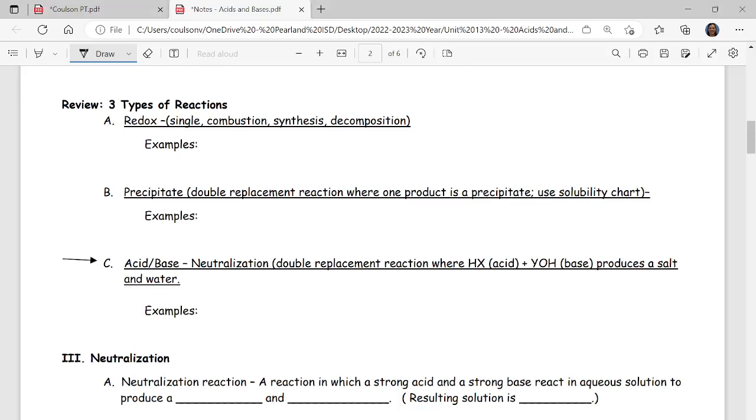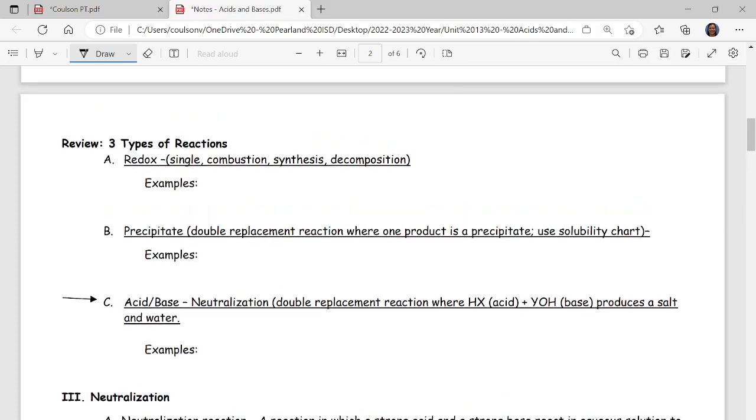All right, I've got a really brief, basic overview of types of reactions. Again, this will all help you with reviewing for your final exam because that's coming up. So this being our last unit, if you remember this, this will help you out.